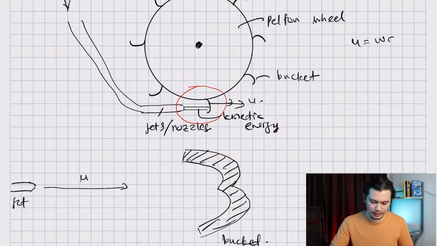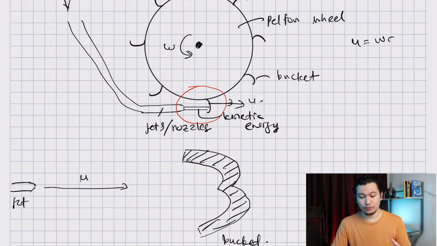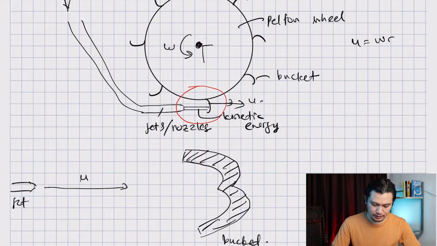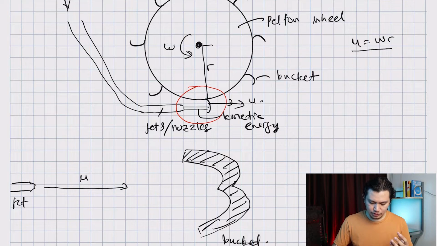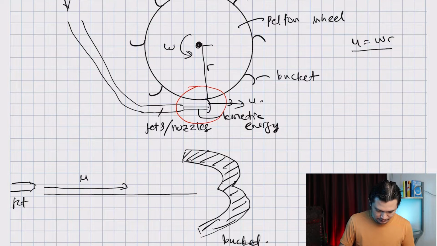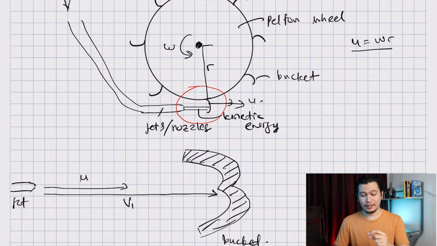Where our omega is the rotational speed of the Pelton wheel, and our radius is the radius of the bucket to the center of rotation, which is r. Okay, and u equal to omega r. Okay, so u is the velocity of the bucket. Okay, what else do we have? We also have the velocity of the water jet. Okay, and this is called V1, capital V1. Okay, this is the velocity of the water jet.